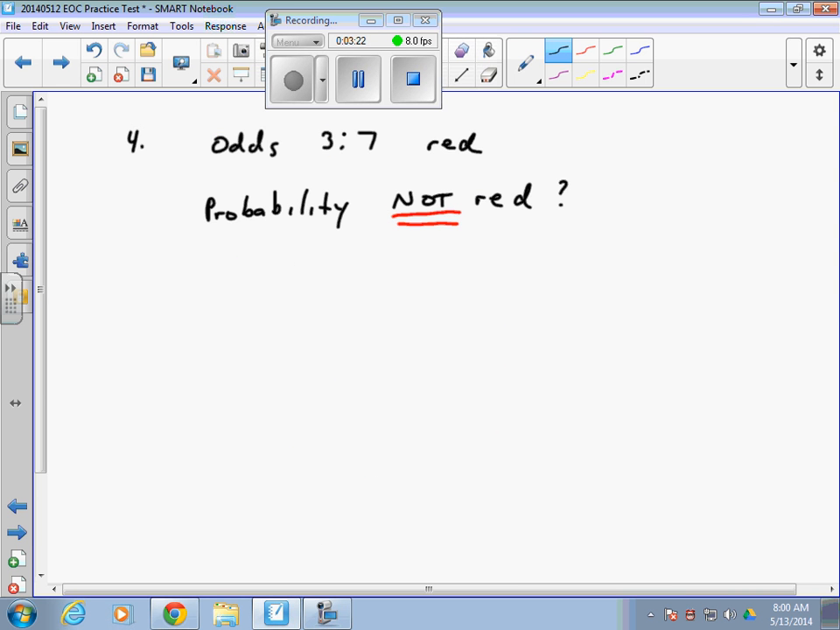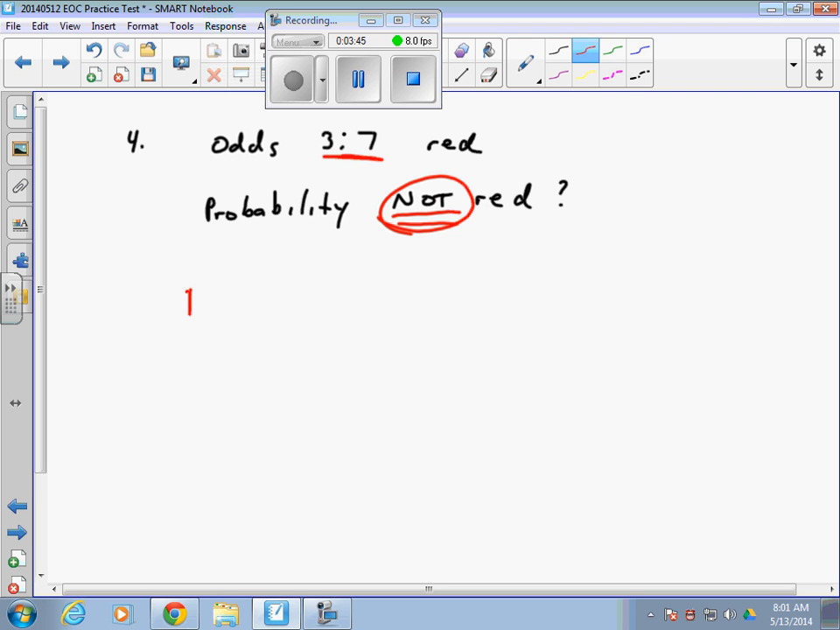Number 4 says the odds. It says Darnell chooses a candy at random from a bag of candies. If the odds of choosing a red candy are 3 to 7, what is the probability of not choosing a red one? And the first time I did this, I didn't see the not word. Make sure you read those questions carefully tomorrow. 3 to 7 are your odds. So that means there are 10 total.